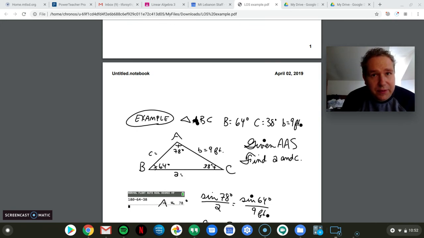So what I would like for you to do is try two of them, that I'm going to put in the classroom post, and we will go over those two tomorrow.